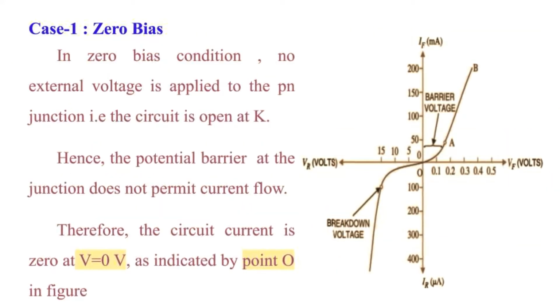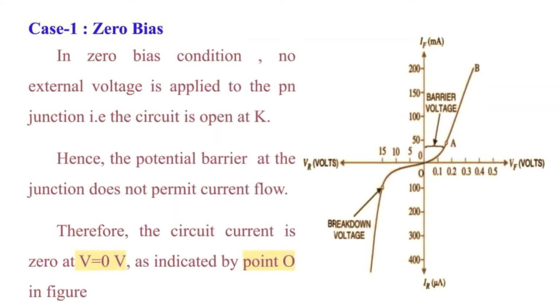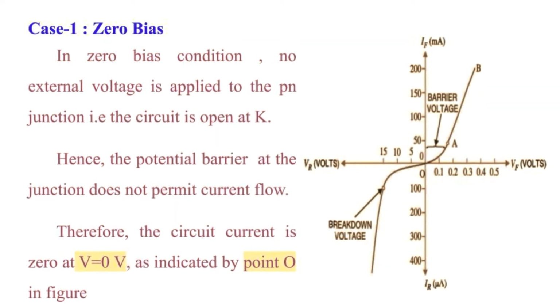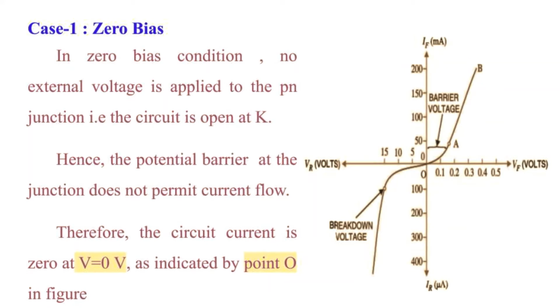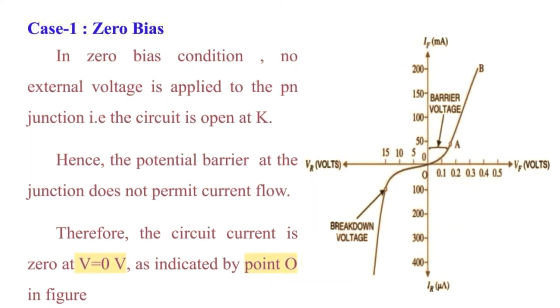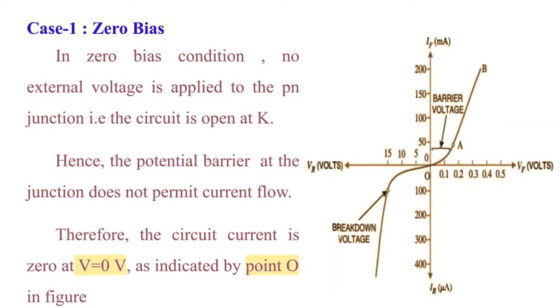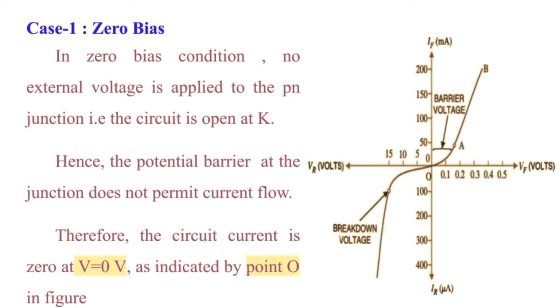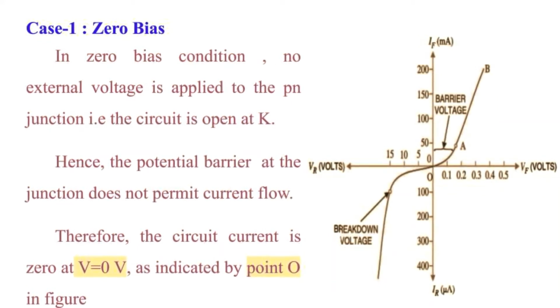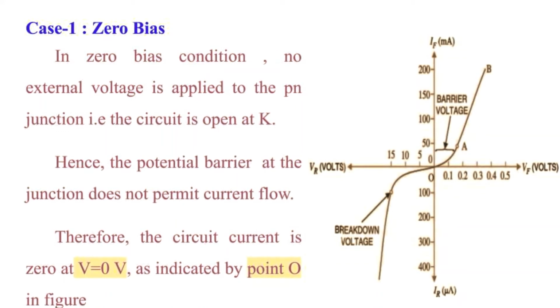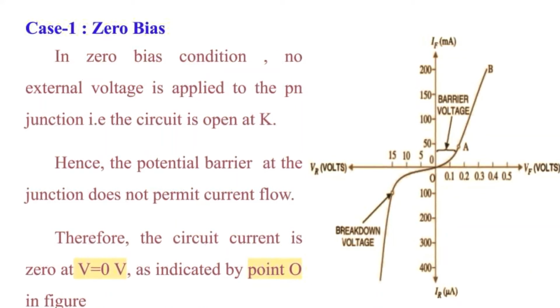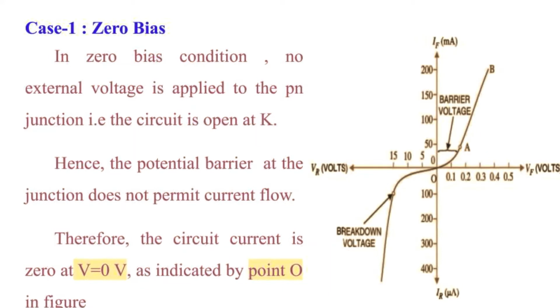First one, zero bias. In zero bias condition, no external voltage is applied to the PN junction. That is, the circuit is open. Hence, the potential barrier at the junction does not permit current flow. Therefore, the circuit current is 0 at voltage 0 as indicated by point O in the figure.